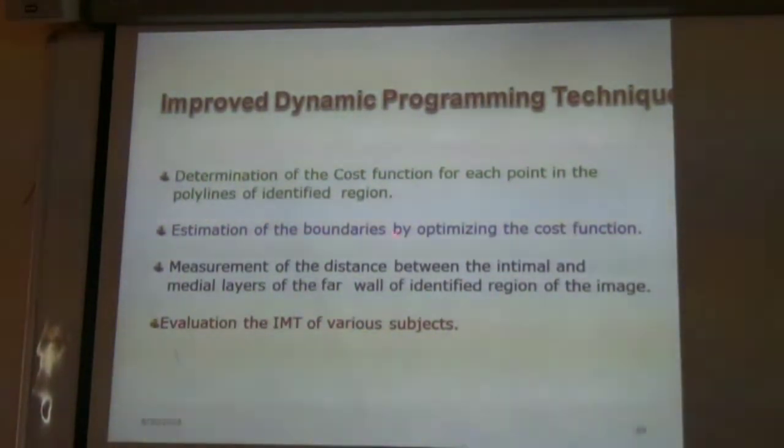Then estimation of the boundaries by optimizing the cost function. So you are going to determine the cost function for each and every pixel present in those polylines up to your image end. You are going to proceed. Then measurement of the distance between the intimal and median layers of the wall has been identified, and evaluation has been done not only for a single patient, but for other patients also.